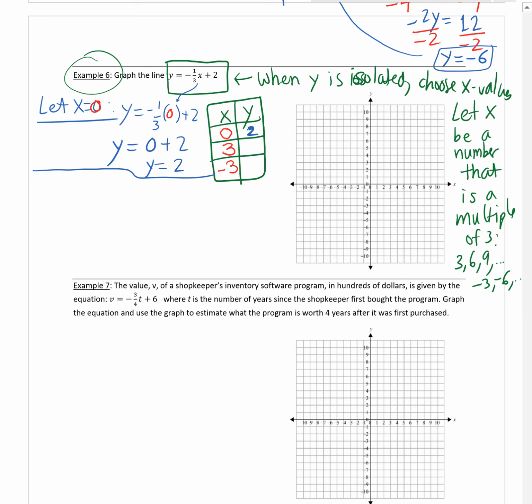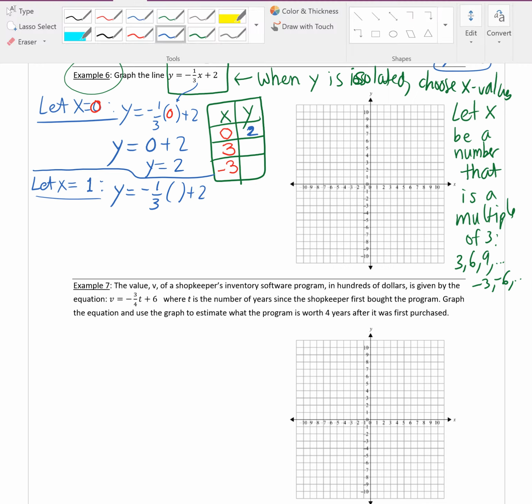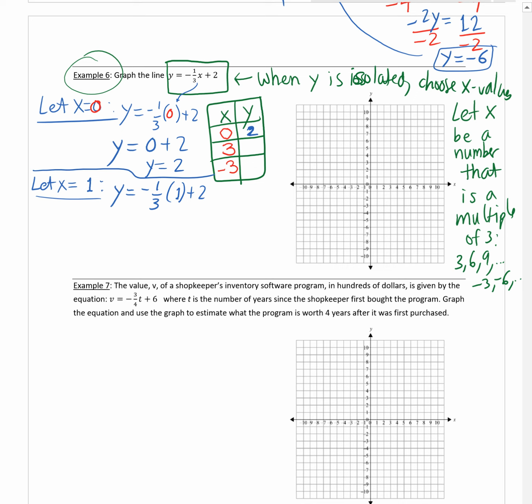Maybe we'll try the next guy. You shouldn't write this down, but I'm just going to show you why choosing an x value other than a multiple of 3 would be bad. Before, I was saying I like x equals 1 because it's a nice small number, but imagine I put a 1 in for x right now. I'm just showing you why it's not going to be pretty. What's negative a third times 1? You put the 1 over 1, you have to multiply across because nothing reduces. Negative 1/3 plus 2. Oh, that's going to be ugly, right?